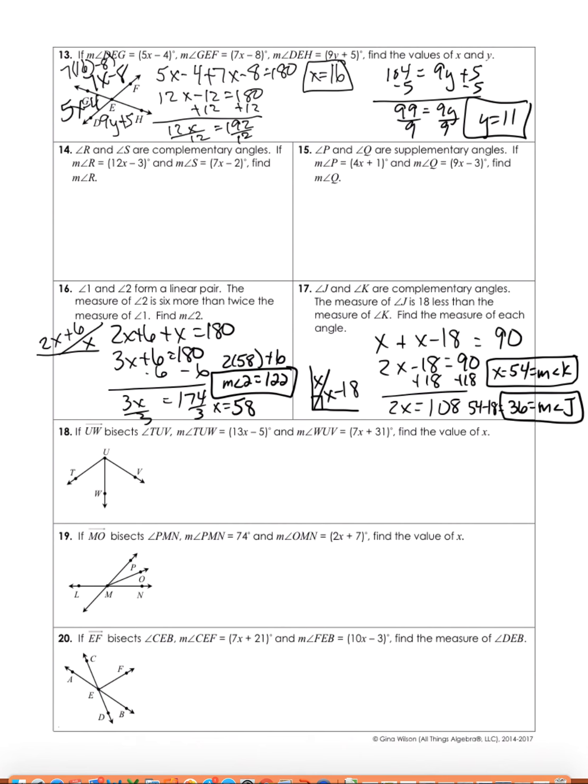All right, number 18. Here we have UW bisects the angle. That means these are two equal angles. TUW is 13x minus 5. WUV is 7x plus 31. So again, you have to know the vocabulary. Since they're equal, then I set those equal to each other. Go ahead and solve that on your own. Raise your hand when you're done and I'll check it.